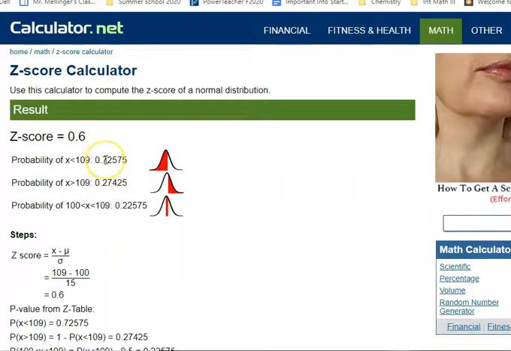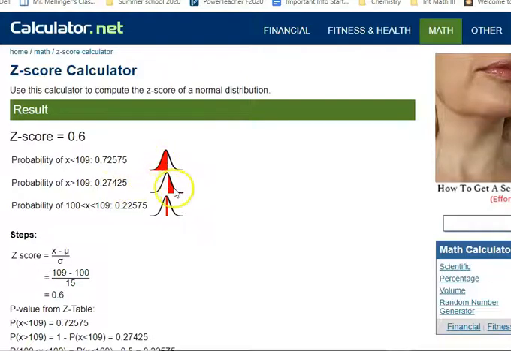Again, you have 0.726 there and 0.274 there. If you add those together, you get 1. Or that would be 72.6%. This would be 27.4%. If you add those two together, you get 100%.